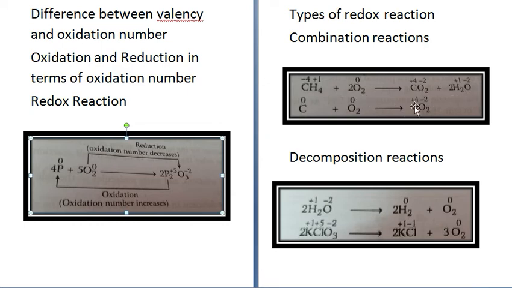Next we come to types of redox reactions. There are various types of redox reactions, actually 4 types. First type is combination reaction.